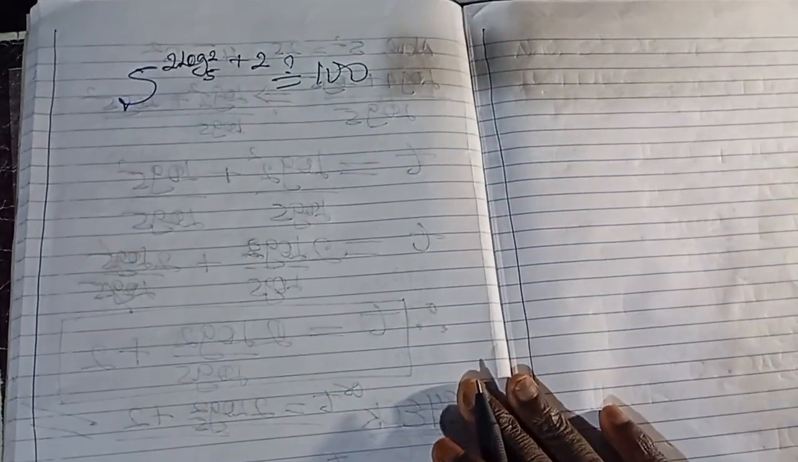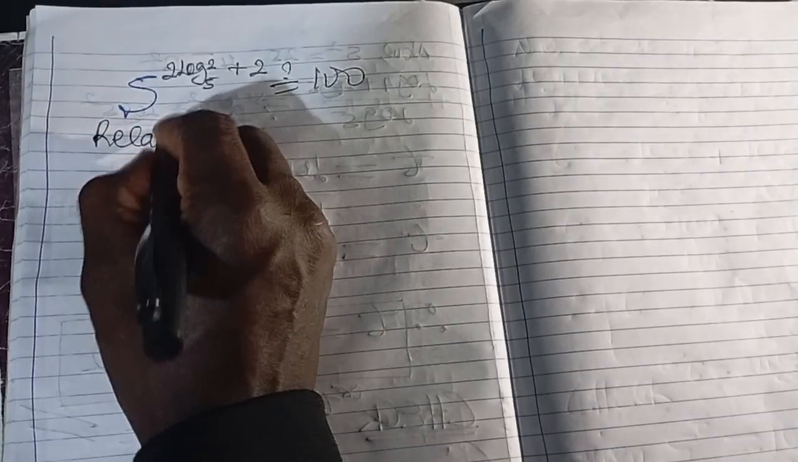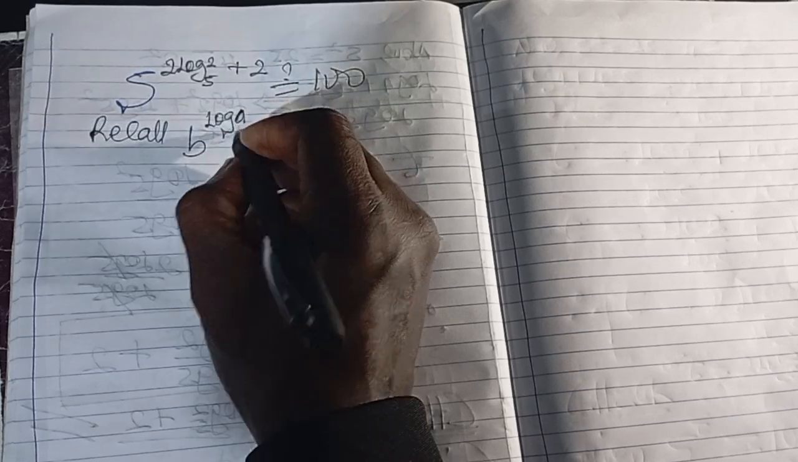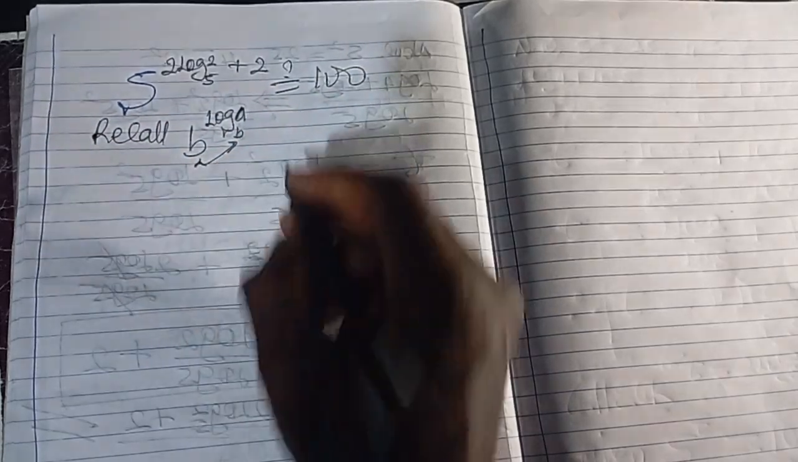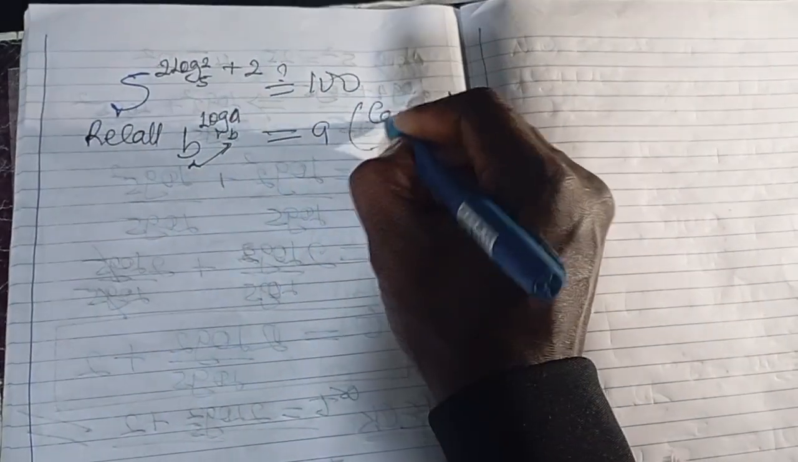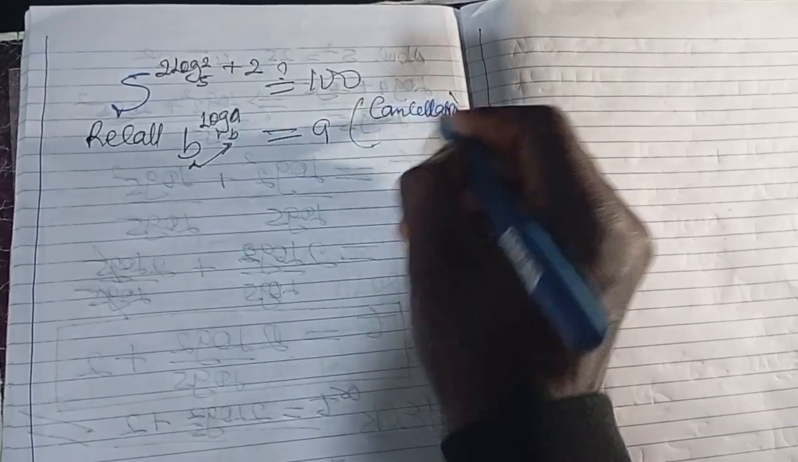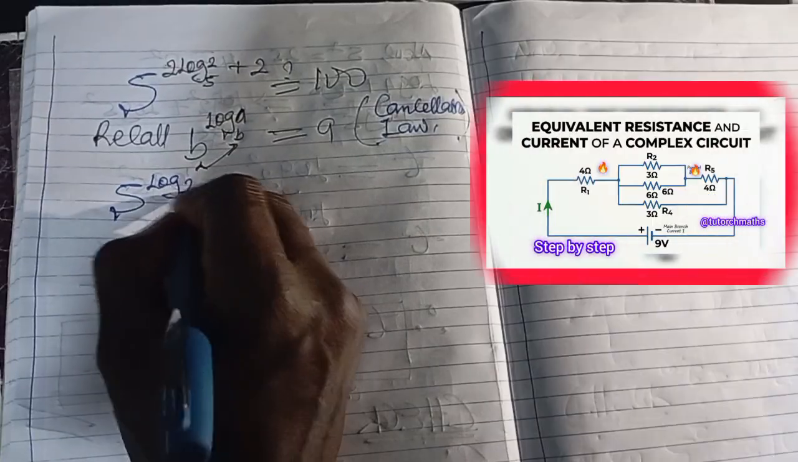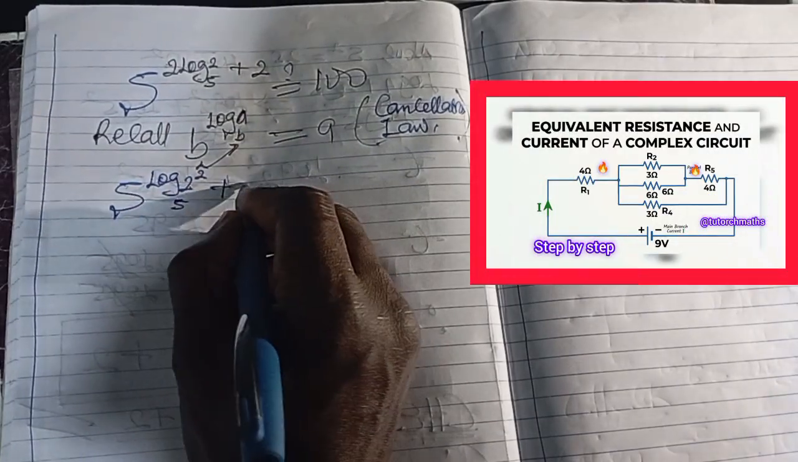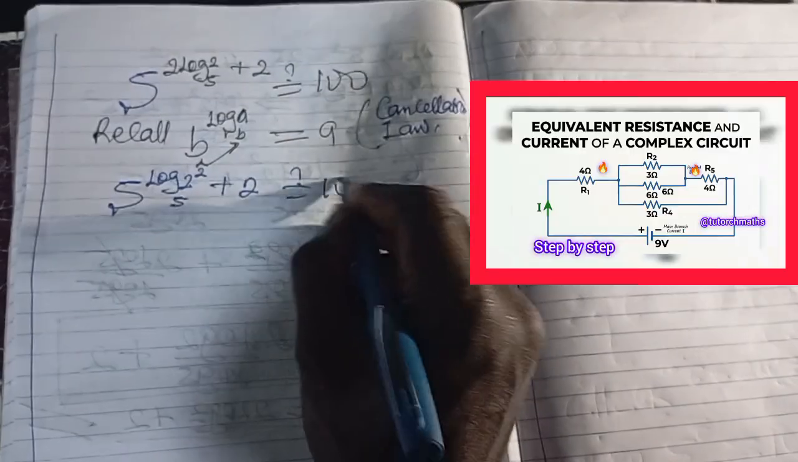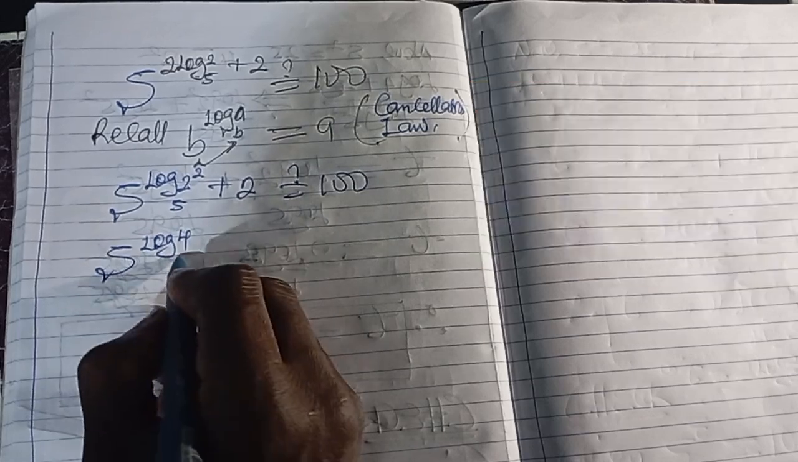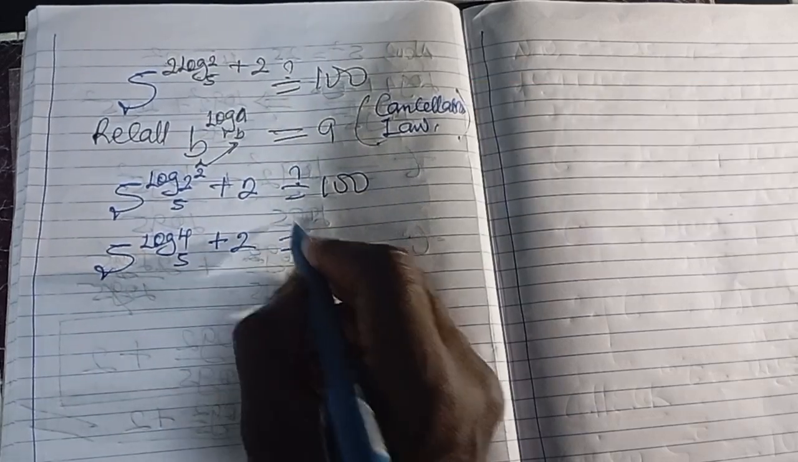Now, from here, recall when you have b raised to power log a base b, when the bases are the same, the answer will give us a. That is called the cancellation law. Applying the cancellation law to 5 raised to power log 2 raised to power 2 base 5 plus 2, will it give us 100? Okay, so we have here 5 raised to power log 4 base 5 plus 2. Will it still give us 100?